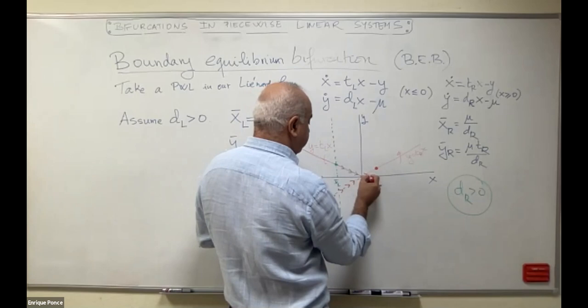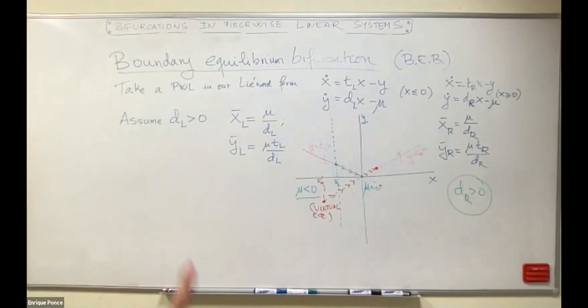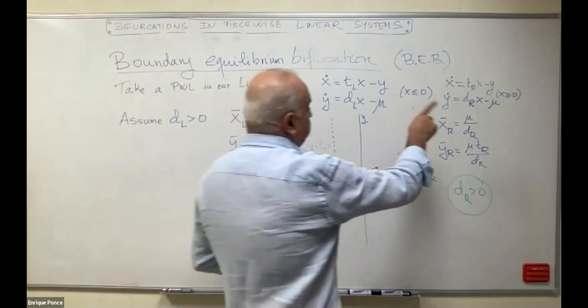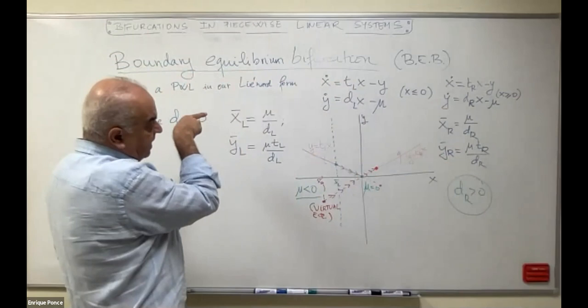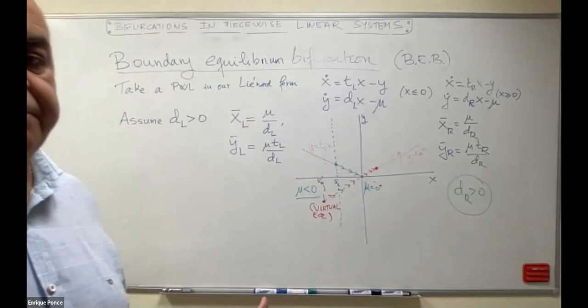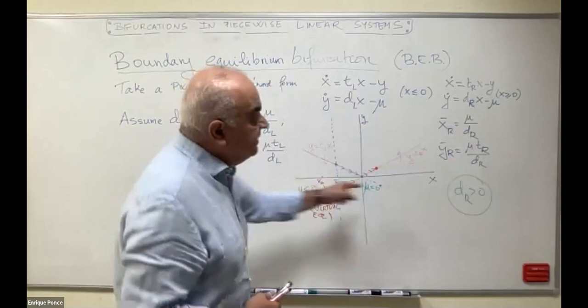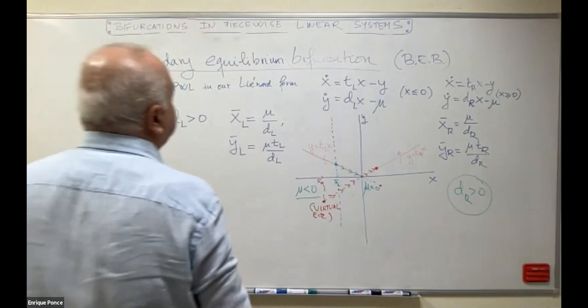And now we have a real equilibrium on the right and a virtual equilibrium for the left side. Okay, so the value mu equal to zero originates some phenomena: the equilibrium becomes a boundary equilibrium and crosses to become a real equilibrium also, but with a different topological type. So we have always only one equilibrium for all the values of mu, but with different topological type. This is the first bifurcation you can get in piecewise linear systems, even in the continuous case.